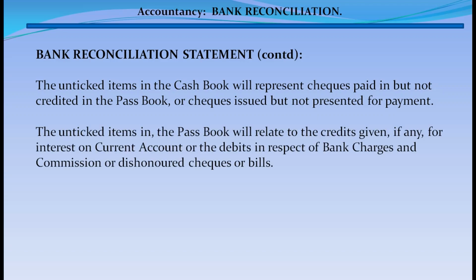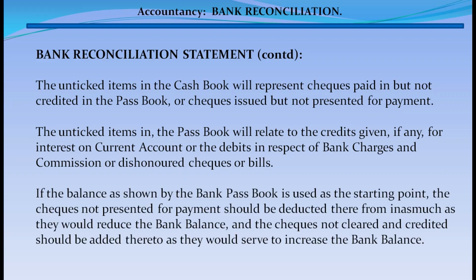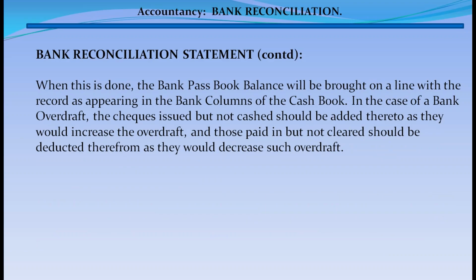The unticked items in the passbook will relate to the credits given, if any, for interest on current account or the debits in respect of bank charges, commission or dishonored checks or bills. If the balance as shown by the bank passbook is used as a starting point, the checks not presented for payment should be deducted therefrom inasmuch as they would reduce the bank balance, and the checks not cleared and credited should be added thereto as they would serve to increase the bank balance. When this is done, the bank passbook balance will be brought in line with the record as appearing in the bank columns of the cash book.